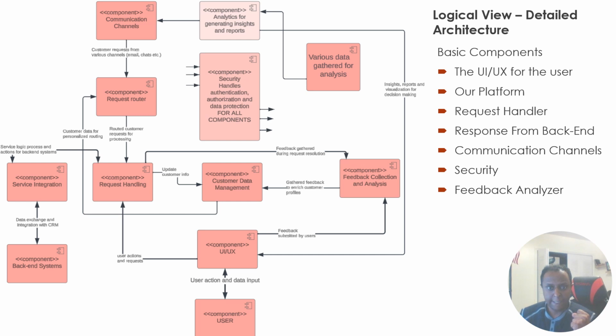And this in the center, it shows that every component will be associated with security, because security is the most important thing here. So basically, request, response, different communication channels, feedback system, and analysis of gathered data, and the user, the UI UX. This is the detailed architecture.